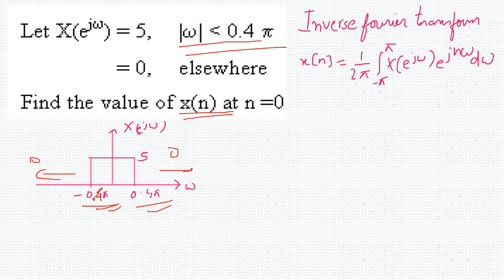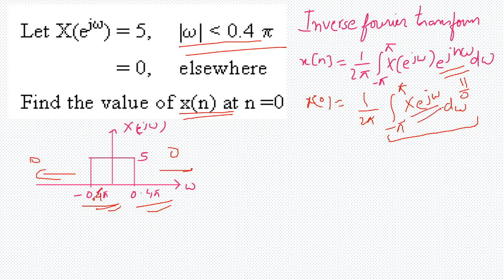So what we can do here is, if I substitute n equal to 0, what do I get? I get 1 by 2π integration from minus π to π of X(e^{jω}), and I get e^{j0ω}, so that is equal to 1, because n equal to 0. Now what you can interpret this as is the area under the curve from minus π to π of X(e^{jω}). So this is the interpretation.